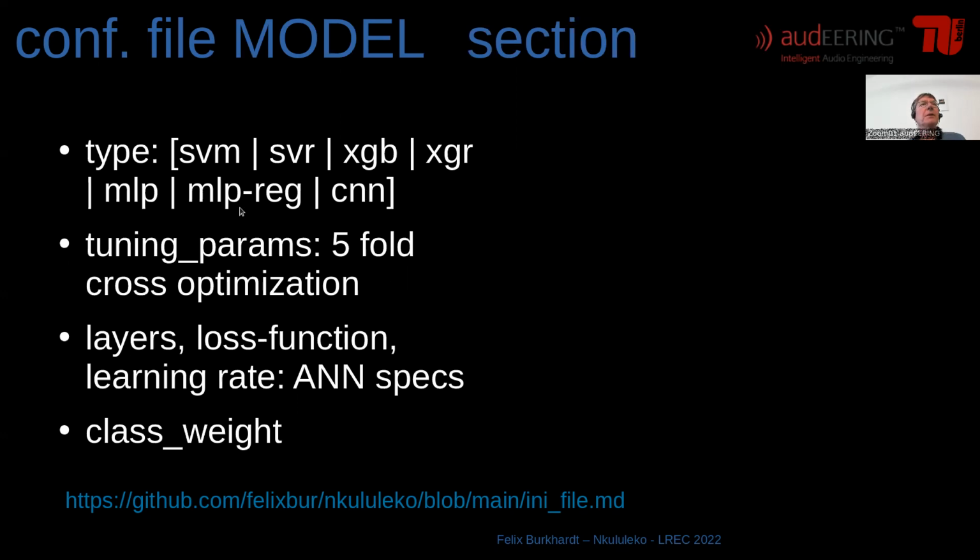I mentioned them before. And then you can, thanks to sklearn, which is also behind Nkululeko, a very well-known Python library, do cross optimization, and you can specify the tuning parameters here to find the best meta parameters for your learner. With respect to neural nets, you can specify what kind of layers, which loss function, and the learning rate, for example. And for unbalanced data, you can specify if class weight should be used.